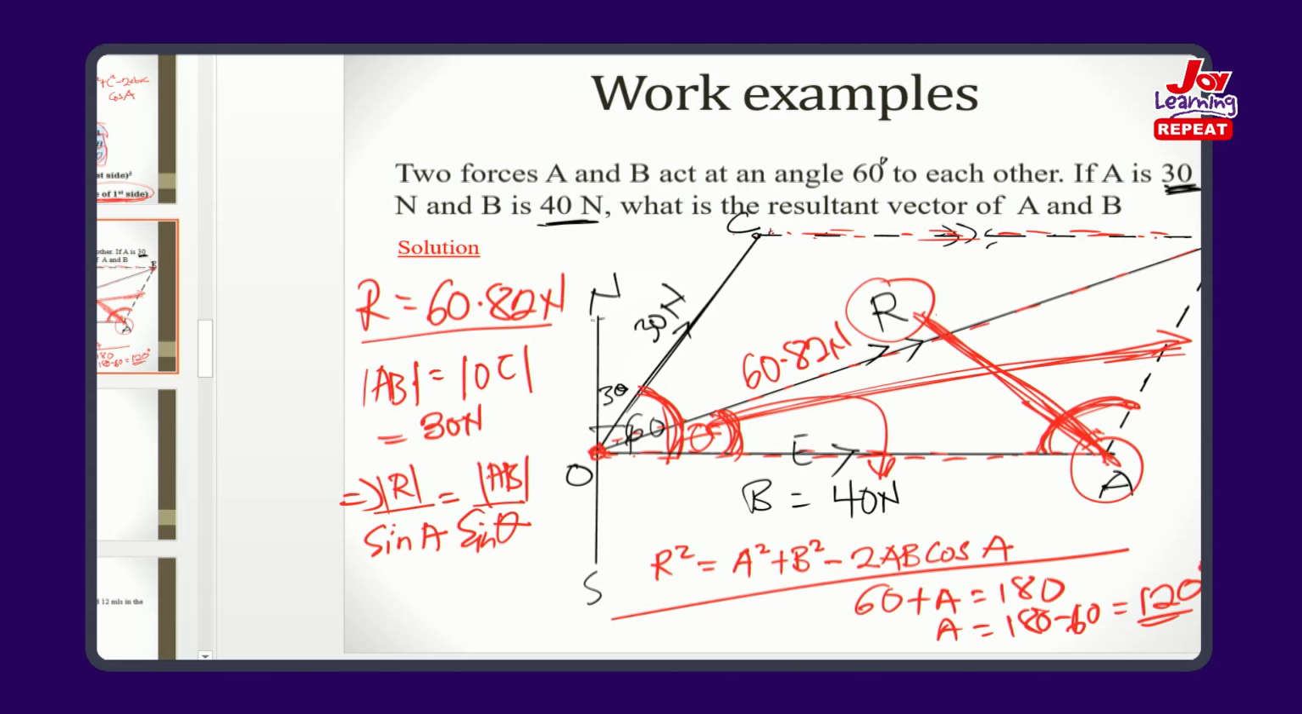Or you can also say that the line R, which is the resultant, on the sine of the angle A, is equal to the line AB on the sine of the angle theta. Now, what is our R? Our R is 60.82 and our A is 120. So we have sine 120. This is giving us our line AB, which is 30 newtons, on sine theta.